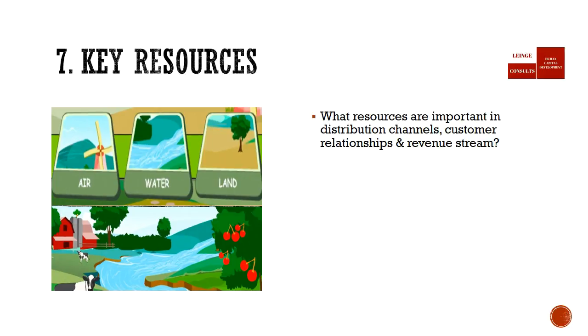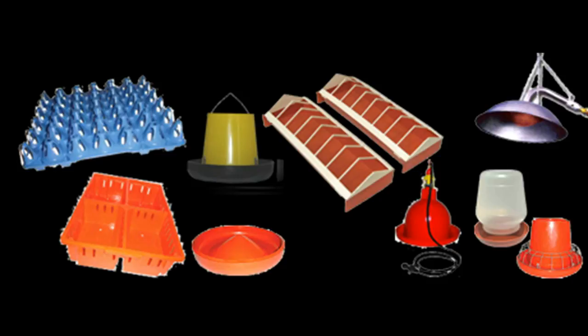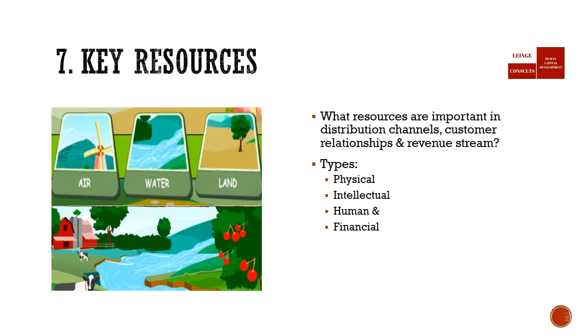Number 7, the key resources. Key resources, as the name implies, basically talks about the important things that you need for your business to succeed. For example, a poultry farmer will be focusing on resources like feed, equipment, and crates. Those are some basic things that a poultry farmer is going to focus on. So we have different types of key resources. We have physical, intellectual. For example, you may need somebody with a particular skill that knows how to do a particular thing for your own type of business. We also have human and financial resources. So what exactly are those resources that you need to make your business succeed?